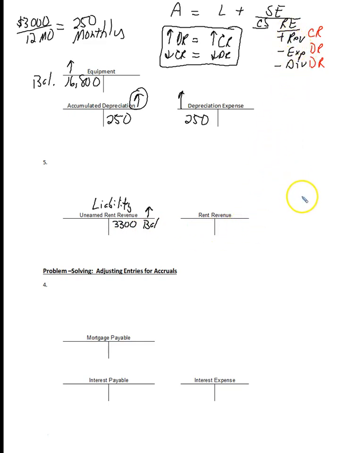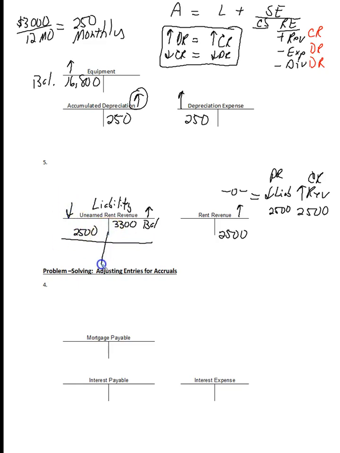So essentially, right, they have earned revenue of $2,500, and they need to reduce their liability, right, of $2,500, and nothing will happen on the asset side. Revenues go up with credits, so we're going to credit revenue $2,500. Liabilities go down with debits, so we'll debit the liability $2,500, causing liabilities to go down. So then this is a positive, $3,300 minus $2,500. Our unearned rent revenue at the end will be $800. So we still have $800 of rent to provide at the end of May.